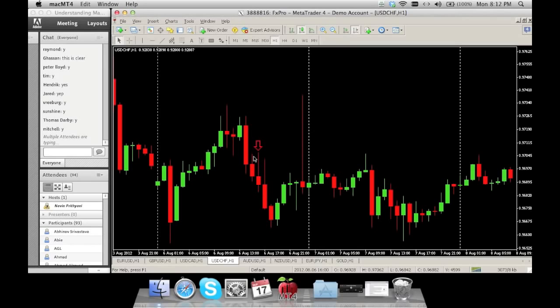Okay. Next thing, the reason why we say there's a downtrend is because there's a high, then a lower high. There's a low, then a lower low. Okay, and then the next candle opens up. We also had a lower low.